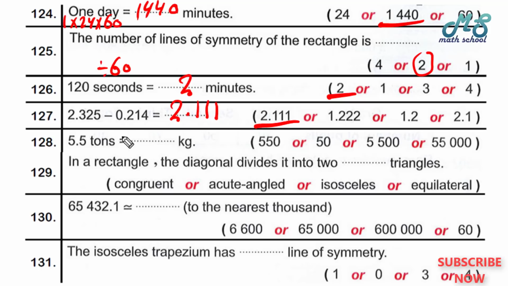5.5 tons equals how many kilograms? Just multiply by 1000. We get 5500. Very easy. In a rectangle, the diagonal, which is repeated, divides it into two congruent triangles.